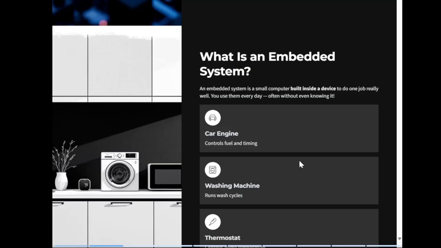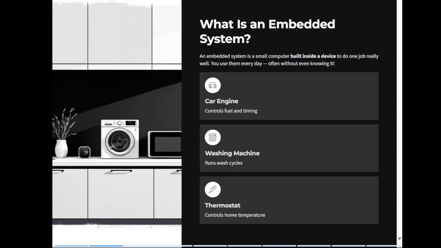Firstly, let's understand what an embedded system is. An embedded system is a small computer inside a larger device. It is designed to do specific tasks efficiently. For example, take the microwave. It only heats the food; that particular task is what it was made for, nothing other than that.